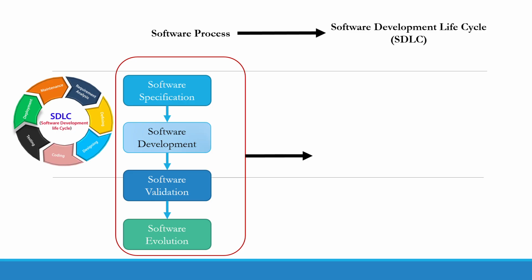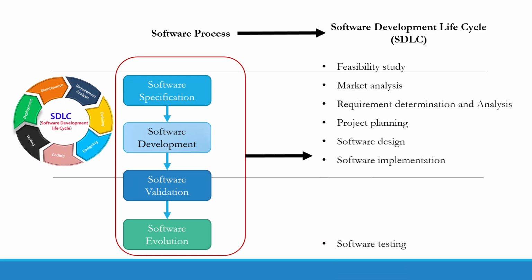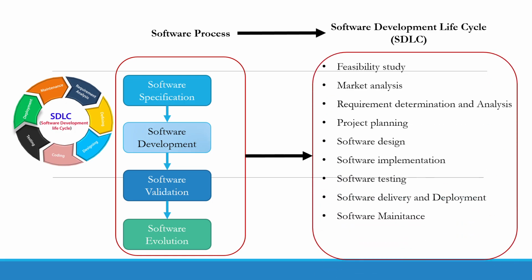In short, each software process is represented in a software development life cycle. We can use different kinds of software development life cycles. There are several stages which are represented differently but with the same output. For the time being, we prefer this software development life cycle: we will conduct the feasibility study, market analysis, requirement determination, software design, testing, and software maintenance.